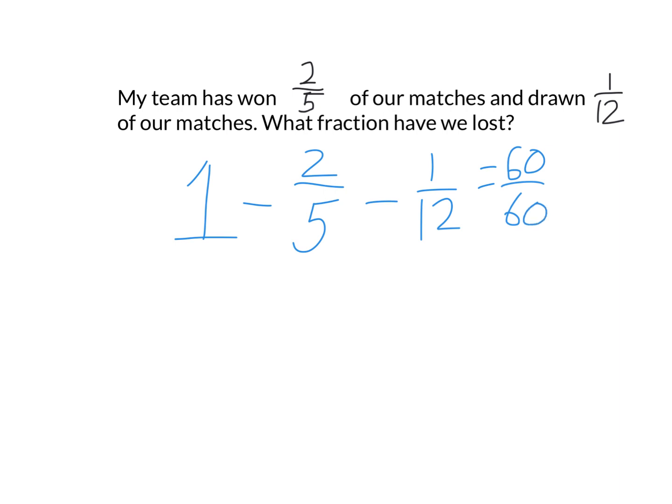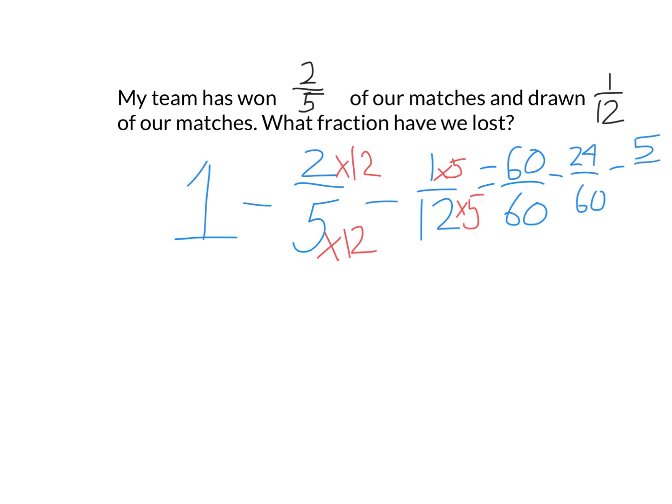2 over 5, well, I want to times bottom by 12 to make it 60. What you do to the bottom, you must do to the top. Similarly, times top and bottom by 5, it will make the fraction equivalent but have a denominator 60. So 2 over 5 is the same as 24 over 60. 1 over 12 is the same as 5 over 60.